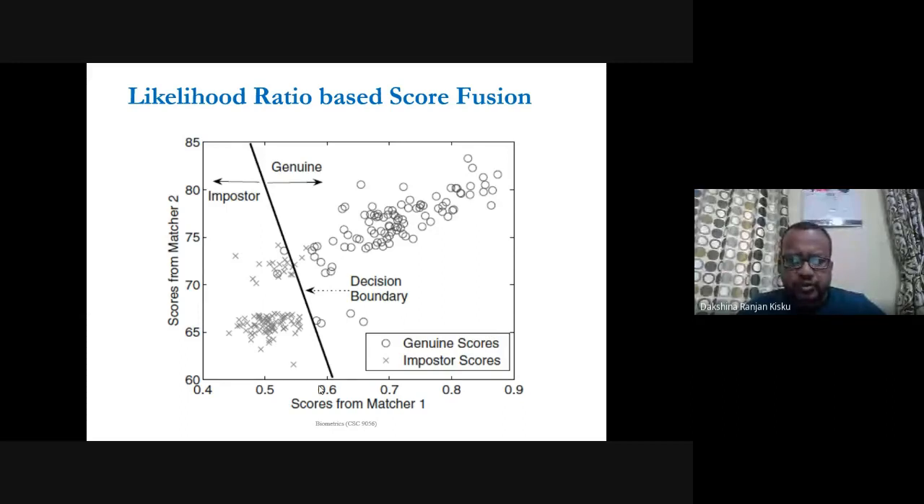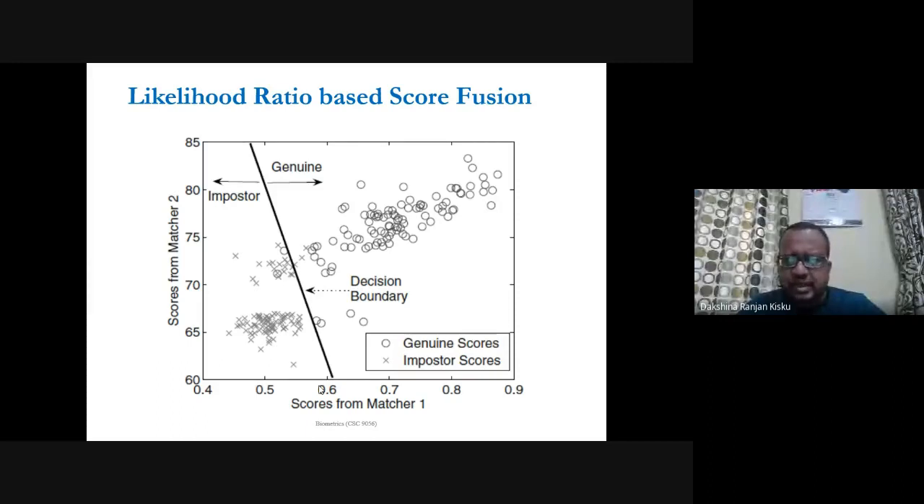Okay, so here we plot the genuine score and imposter score, and here we will have a decision boundary. This decision boundary works for two different matchers, matcher 1 and matcher 2. From matcher 1 and matcher 2 we compute the imposter score and genuine score, and both are plotted on the xy plane. Then we get the decision boundary. This decision boundary separates the genuine score from the imposter score.